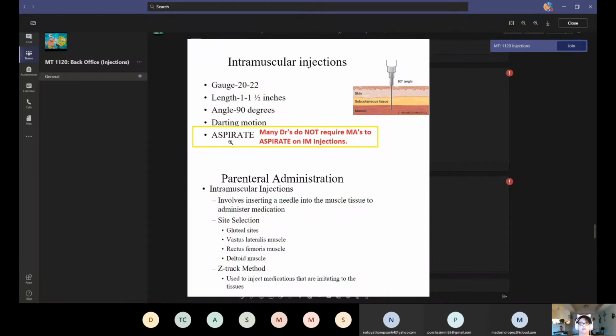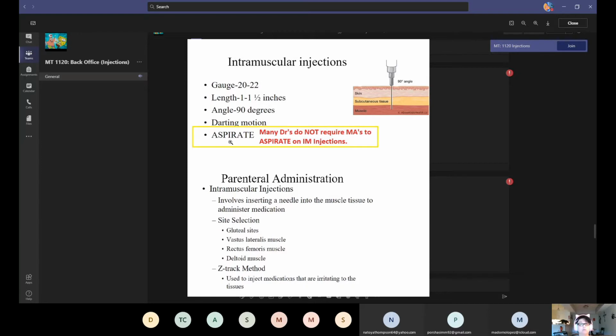My sister-in-law, like I said, she's a pediatrician. They don't aspirate on IMs. And I asked my brother-in-law, do they aspirate on IMs, and he's like, no, I don't have my nurses do that or anything. So most doctors, most nurses, that's not something they do.